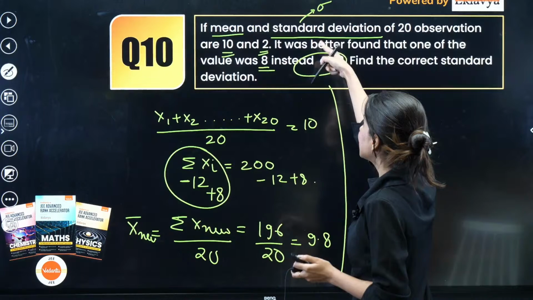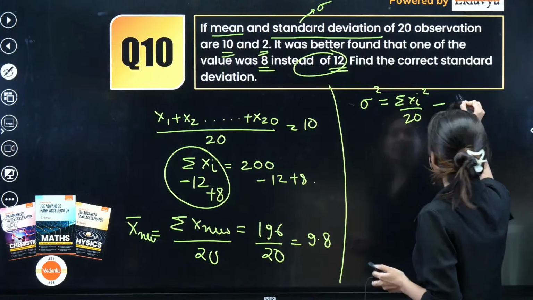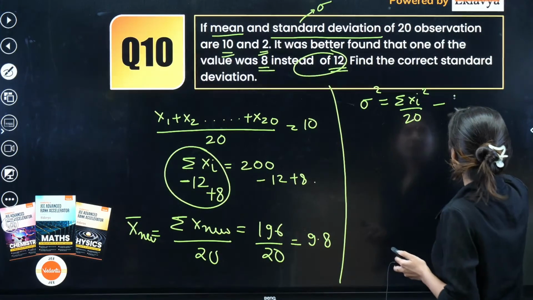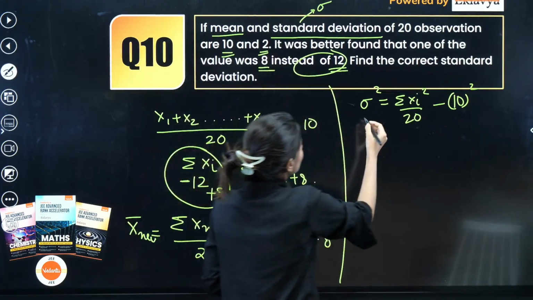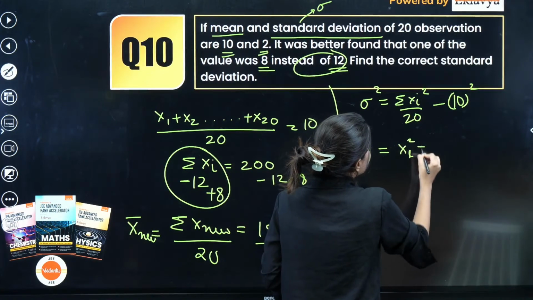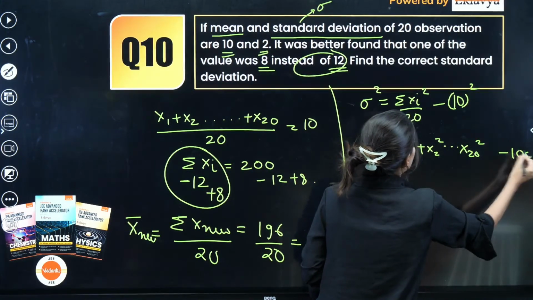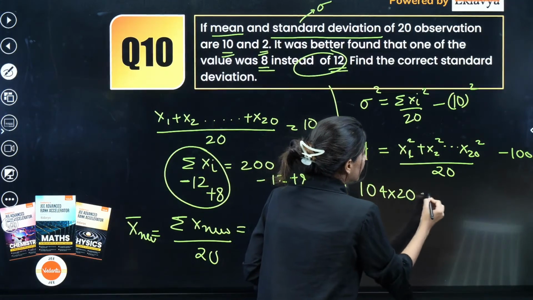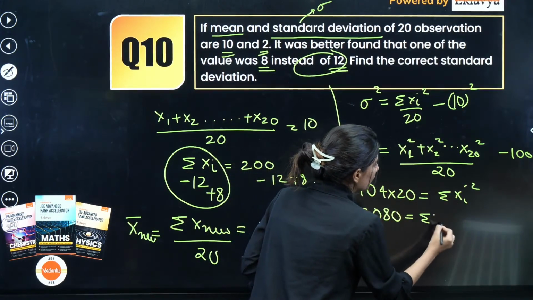For standard deviation, sigma square is equal to sigma xi square upon 20 minus mean square. The original mean was 10, so 10 square. Sigma square is 2 square, so 4 is equal to x1 square plus x2 square and all the way up to x20 square, upon 20, minus 100. So 104 into 20 is sigma xi square, which is 2080. This was the original one.